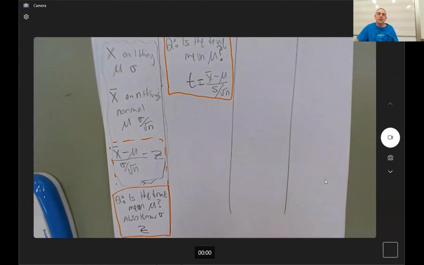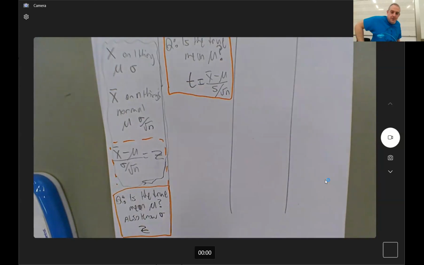And Gossett, who worked for the Guinness Beer Company, figured this out in about 1905-ish. I don't know any of the exact dates, sorry. There's like a 50-year period from 18-something to 1930. So that's your first decision-making process.